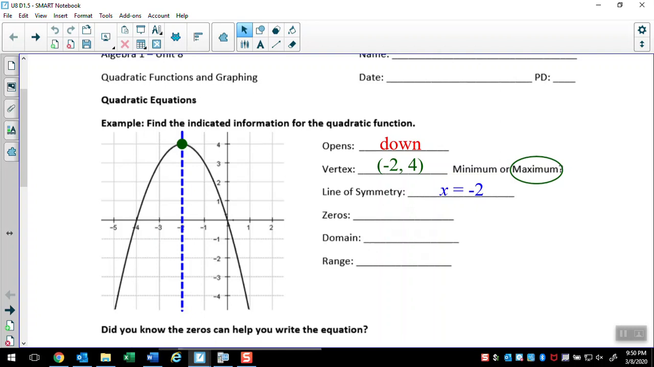your vertex. All right, now let's talk about our zeros. Where are we crossing the x-axis? We're going to cross here at -4 and at 0. So my zeros are -4 and 0.